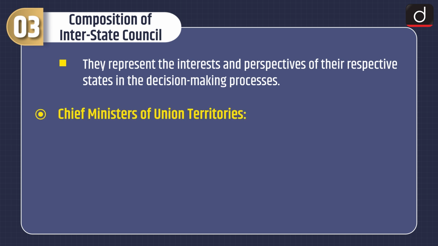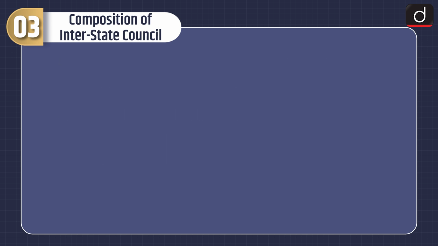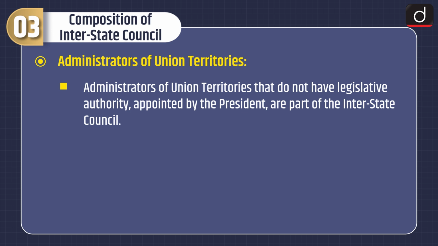Third is chief ministers of union territories. Chief ministers of union territories that have a legislative assembly also hold membership in the Interstate Council, ensuring their participation in discussions and policy coordination. Fourth is administrators of union territories. Administrators of union territories that do not have legislative authority, appointed by the President, are part of the Interstate Council.